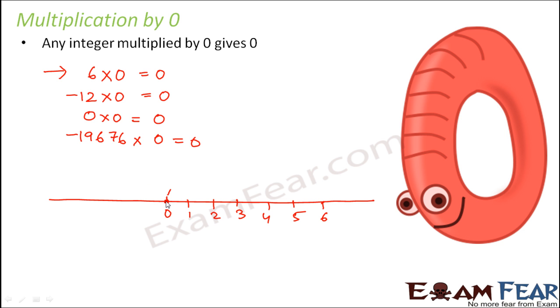You do not take any jump. So you start with 0 and you remain at 0. And therefore your result is 0. So whether you talk about minus 12 multiplied by 0, that also means that minus 12 is added 0 times. That means minus 12 is not at all added. So you are still at 0, and therefore any integer when multiplied by 0 gives a 0.